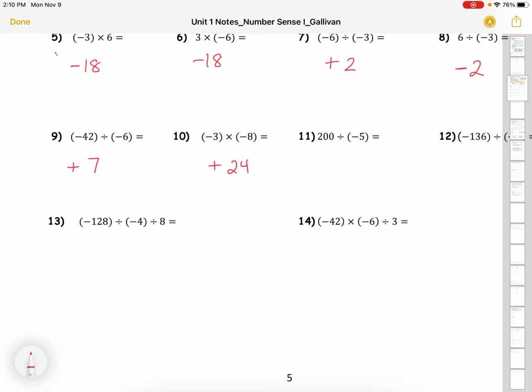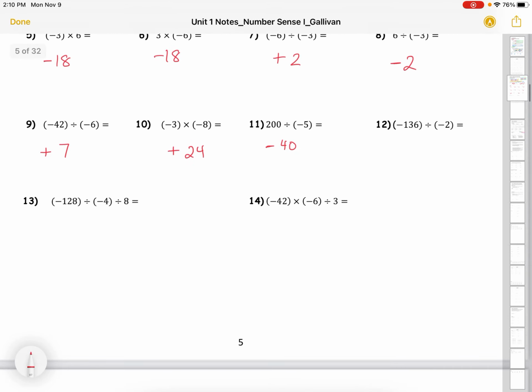200 divided by negative 5. I have a positive divided by a negative, so my answer will be negative. 200 divided by 5 is 40. And then negative 136, divided by negative 2. They're both negative, so my answer will be positive, and it will be equal to 68.